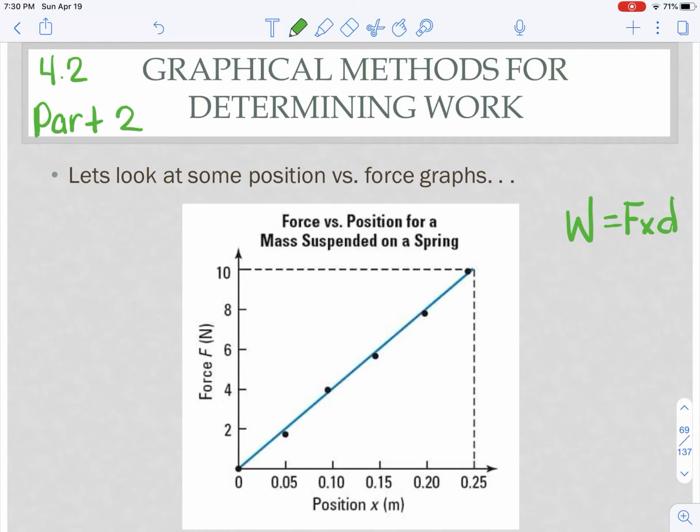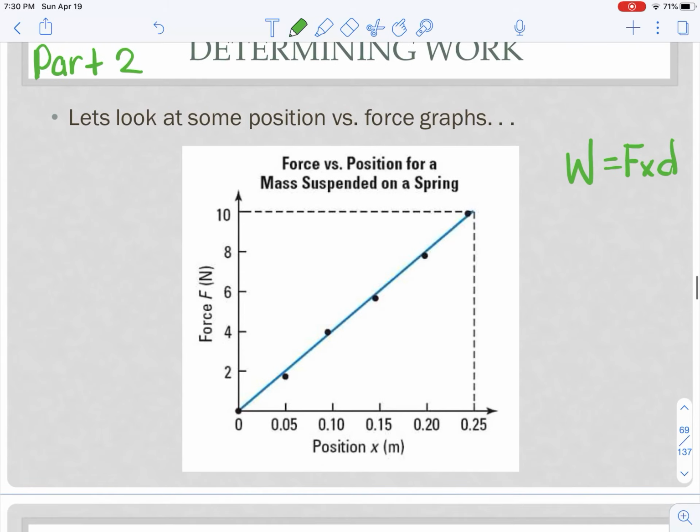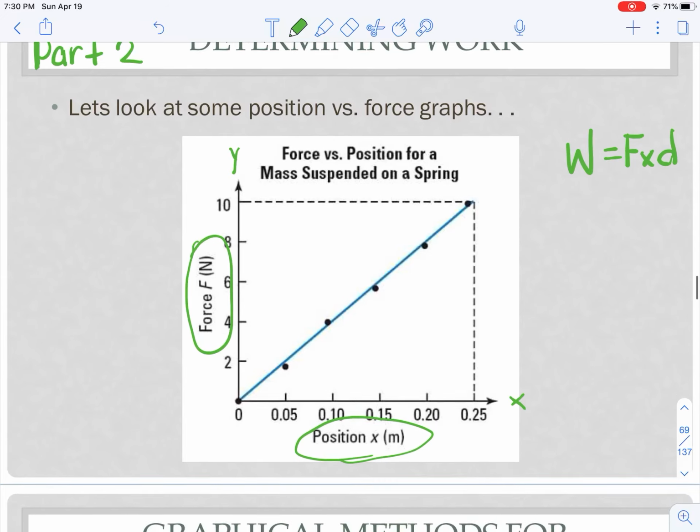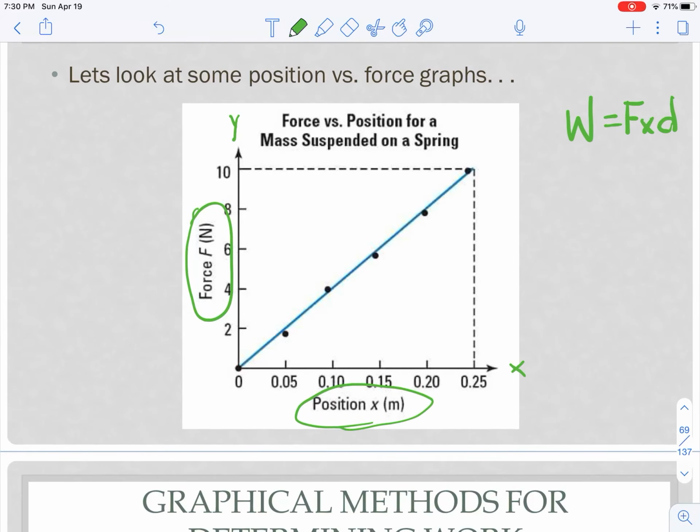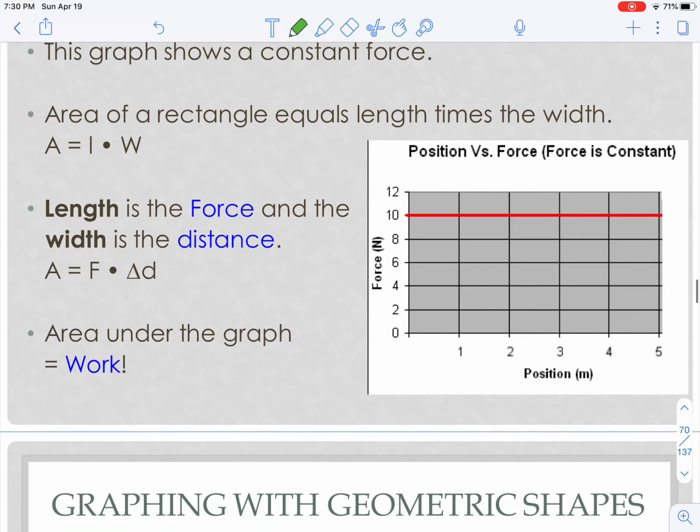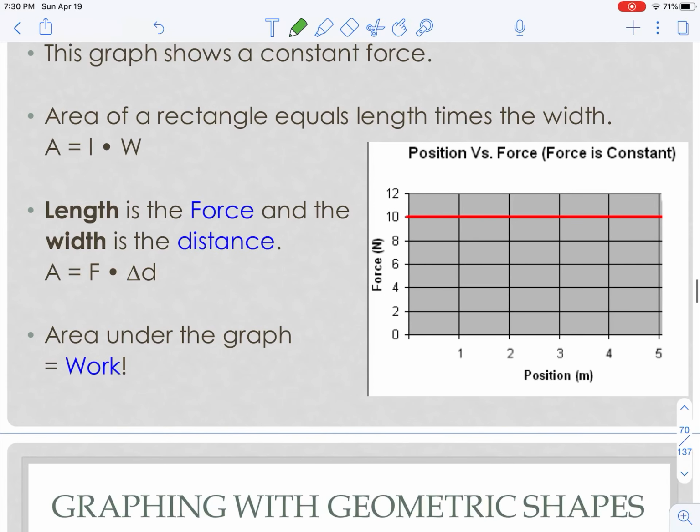So recall that our work formula was force times distance, and on a graph, force would be on this y-axis, force in newtons, and our distance would be here on the x-axis at the bottom. And to determine the work done, we just have to go back to how the formula is force times distance.